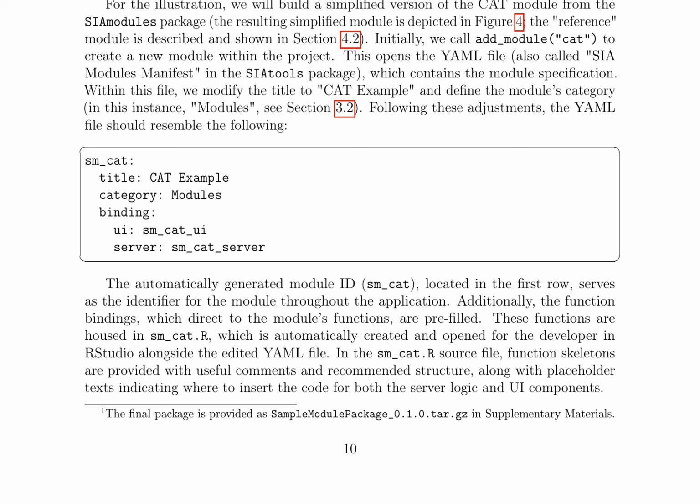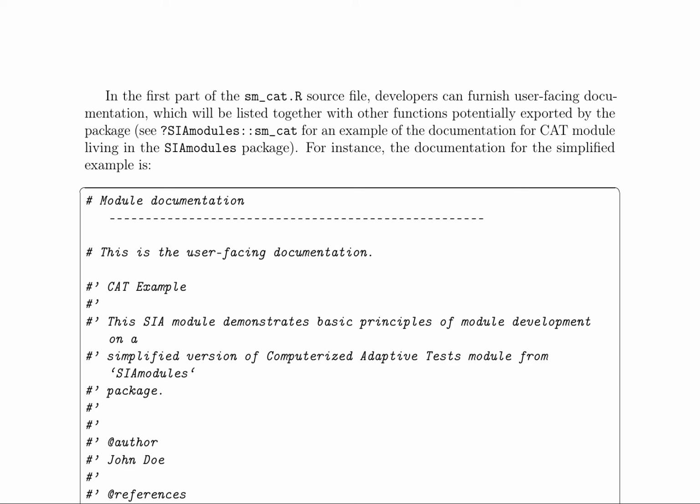In the sm_cat source file, function skeletons are provided with useful comments and recommended structure, along with placeholder texts indicating where to insert the code for both the server logic and UI components. The sm_cat source file is a critical component in the development of SIA modules, necessitating comprehensive user-facing documentation.